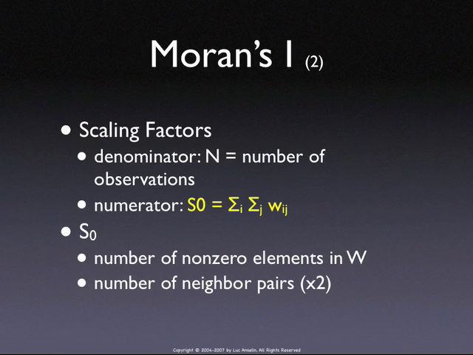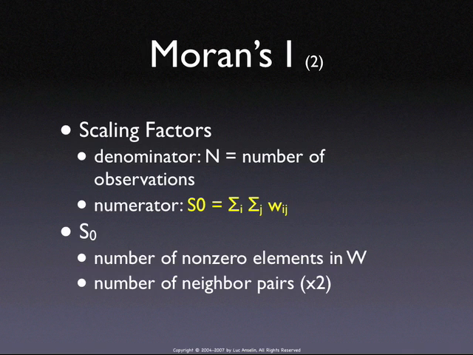So for a row standardized weight, the double sum over i and j of w_ij equals n. So then the scaling factor in the numerator and denominator are the same, and they cancel out. For row standardized weights only.